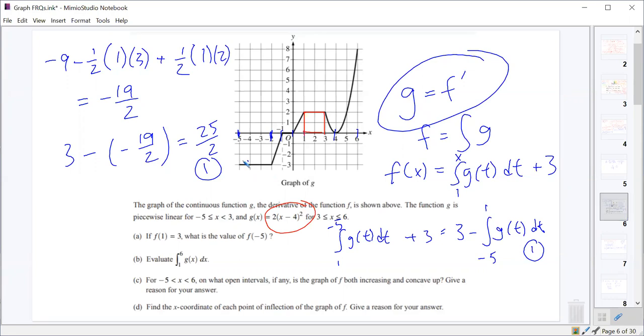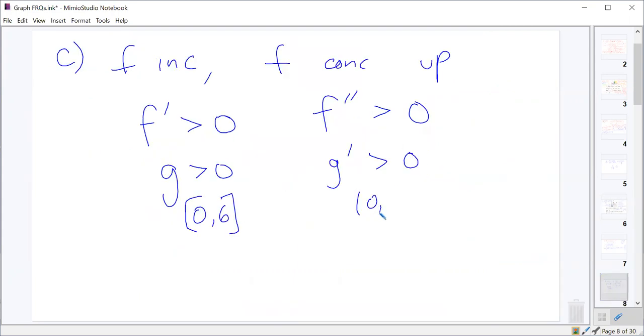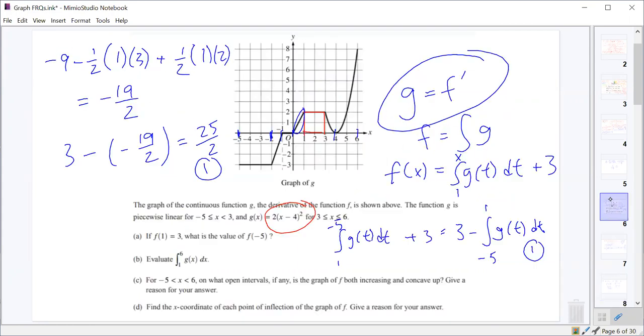So is the slope of g positive here? Nope, its slope is 0. Is the slope of g positive here? Yeah, do I care about that? No, because that's not between 0 and 6, which is where g was positive. What about from 0 to 1? Slope is positive. Okay, so 0 to 1. What about 1 to 3? Nope. What about 3 to 4? Nope. What about 4 to 6? Yes.